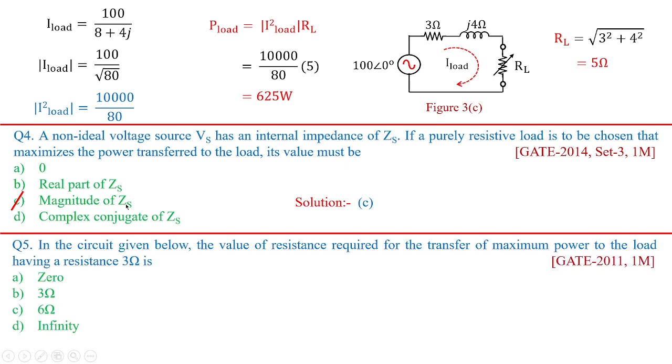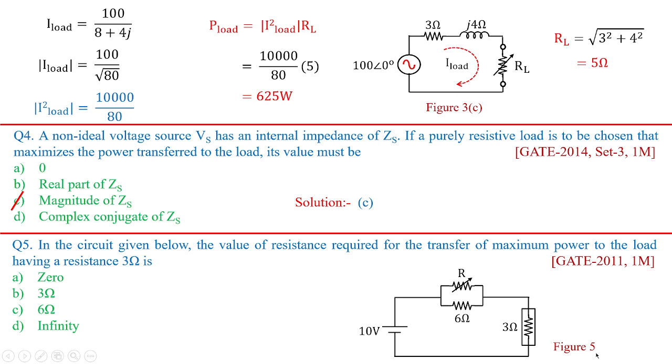In the next problem, which was asked as question 5 under GATE 2011 for 1 mark: in the circuit given below, shown in figure 5, the value of resistance required for the transfer of maximum power to the load having a resistance of 3 ohms is. Now you tell me the right answer. What could be the answer? The options are 0, 3, 6 and infinity.